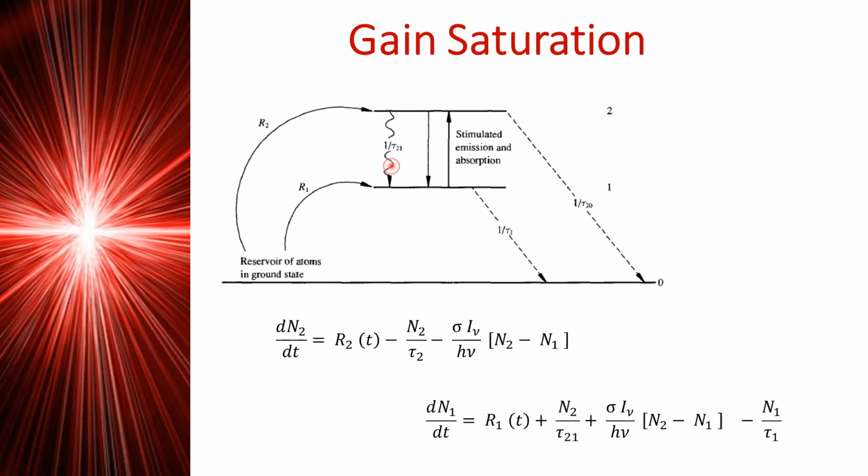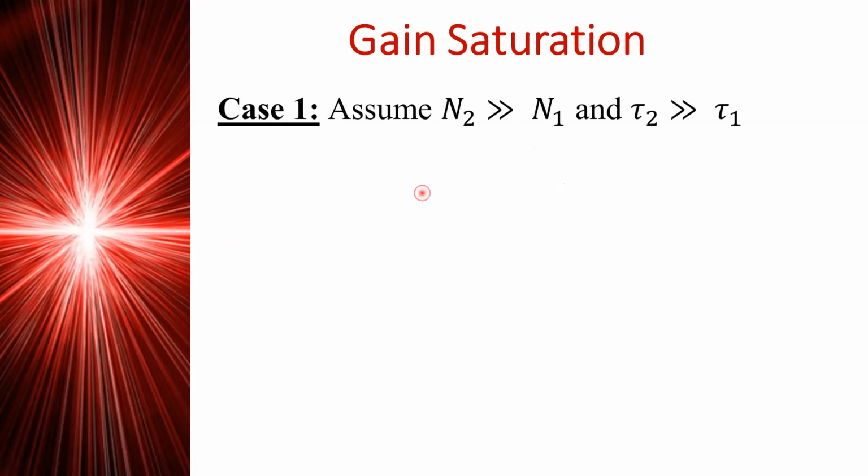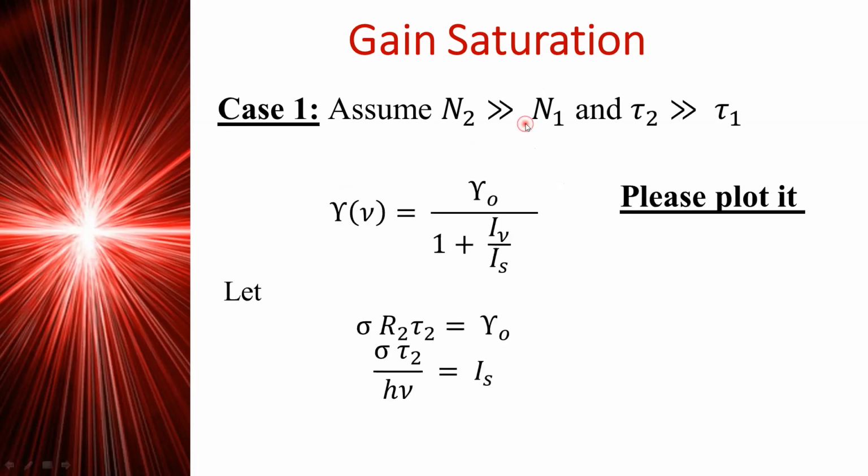Okay. So let's start with case number 1, which is the easiest case. Again, we are trying to solve two equations with two unknowns. What we will try to assume first is that N2 is much greater than N1 and tau 2 is much greater than tau 1. Let me stop here and try to make you understand these two conditions. The first condition actually is an old condition. Why is it an old condition?